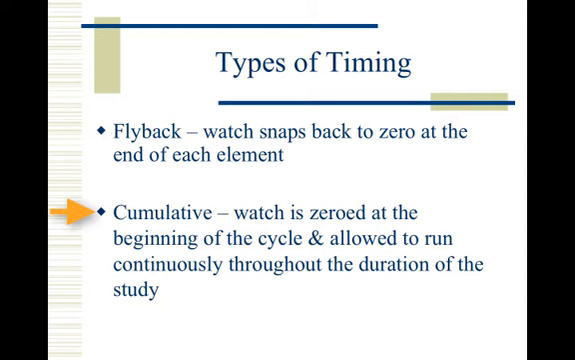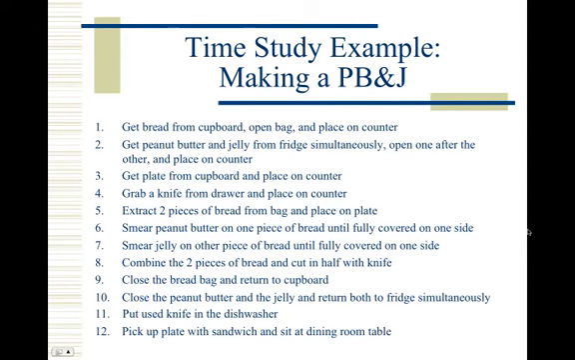Cumulative, also known as continuous timing, is the method you will be using in lab. The cumulative method involves letting the stopwatch run all the way through the cycle, reading the watch at the break point of each element. The one negative to this method is that it requires a little bit of work to calculate elapsed element times.